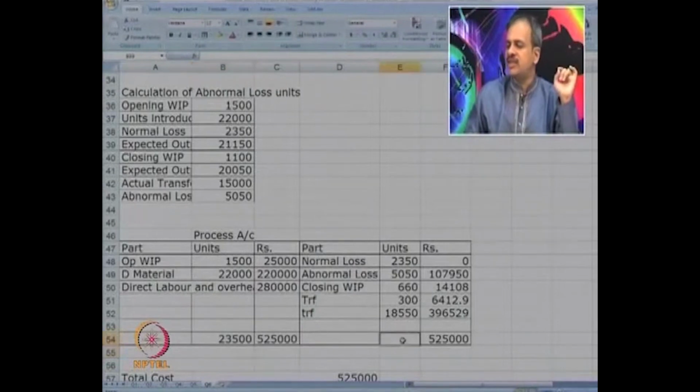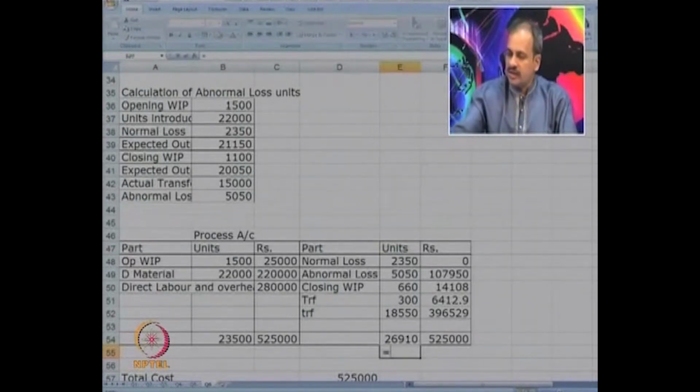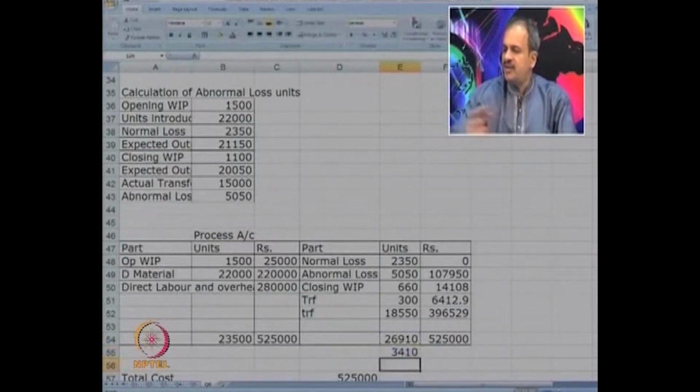So if you take the sum of total units, now you will find that there is some difference. Why is this difference? Can you tell me? Is it correct or is there some mistake? There is a mistake. So that you clearly understand what is happening, if you find a difference, you will realize that 3410 is the difference. Now where is this coming from? Because units which are newly introduced and transferred have been slightly overstated.